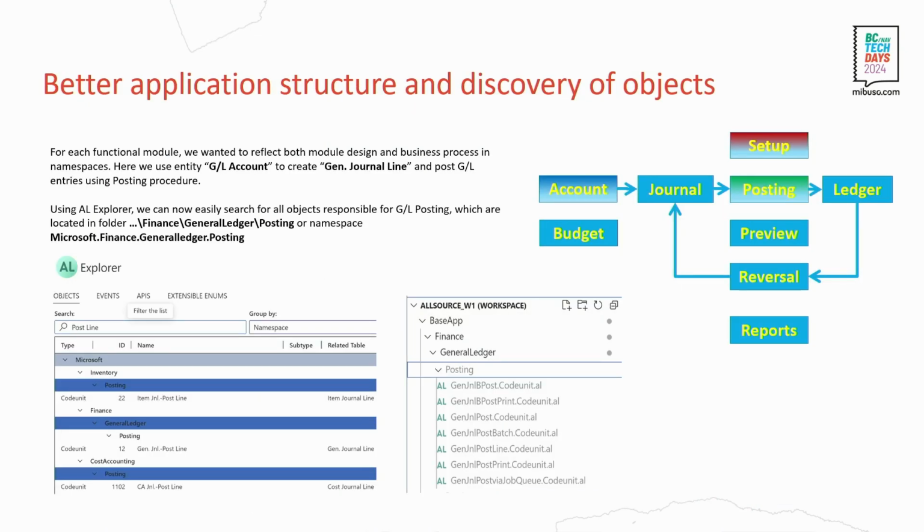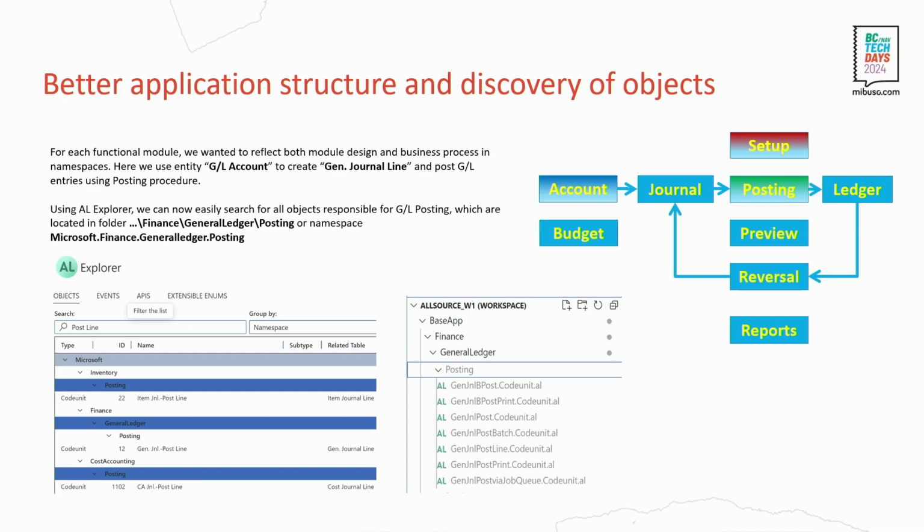Okay, what can we achieve with a good structure of namespaces? First of all, we have a much better application structure and discovery of objects. This is just a sample for general ledger. Here we have GL account, we have journal, then we have a posting routine with some codeunits, and finally we have a GL entry, where we post financial entries.